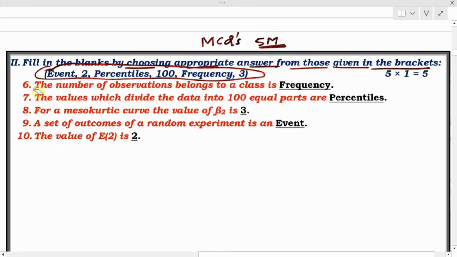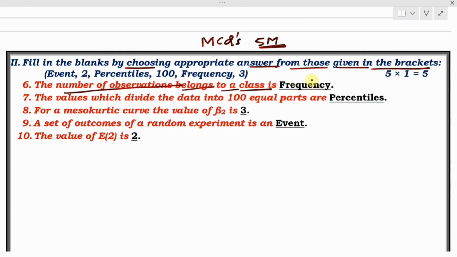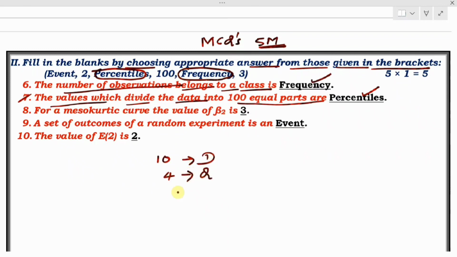So now, sixth question. The number of observations belonging to a particular class is, we know it as frequency, so that frequency is the answer. Then for the seventh question, the values which divide the data into 100 equal parts are percentiles. If by chance it is asked 10 equal parts, deciles, then 4 equal parts, quartiles, like that we would have written the answers, but it is asked about 100 equal parts, so the answer is percentiles.